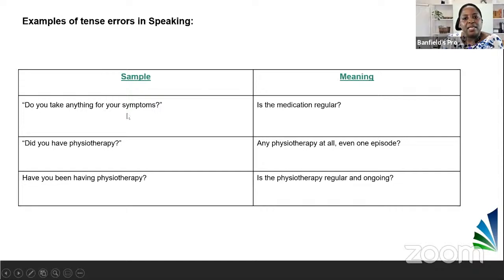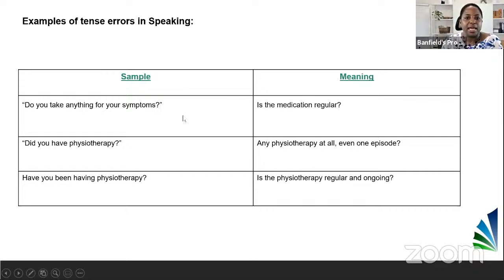Do you take anything for your symptoms? Often students say this thinking that they mean, okay, did you take anything right now? Or, okay, let me be clear. Yeah, like, did you take something this morning? Do you have something in your pocket right now? However, what the patient is going to hear is, is the medication regular?